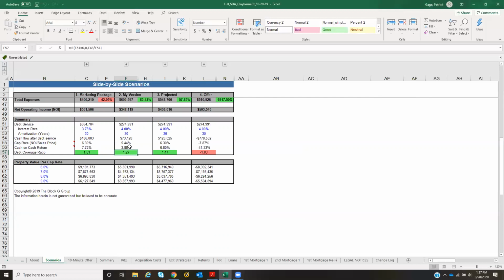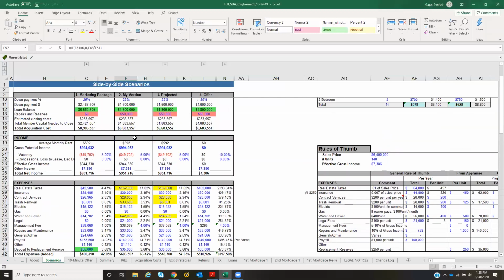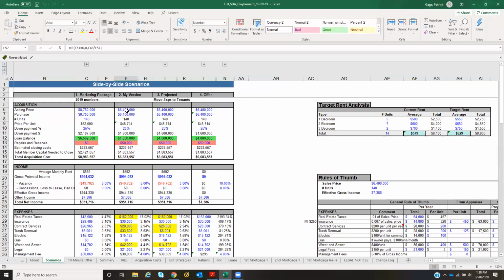Because if you can't get it financed, folks, it doesn't matter what the cash on cash is. It doesn't matter what the cap rate is. If you can't get this financed from a bank, you're dead in the water. So that's what I start with first. So this is the highest I can go. This price here is the highest I can go to meet my debt coverage service ratio.